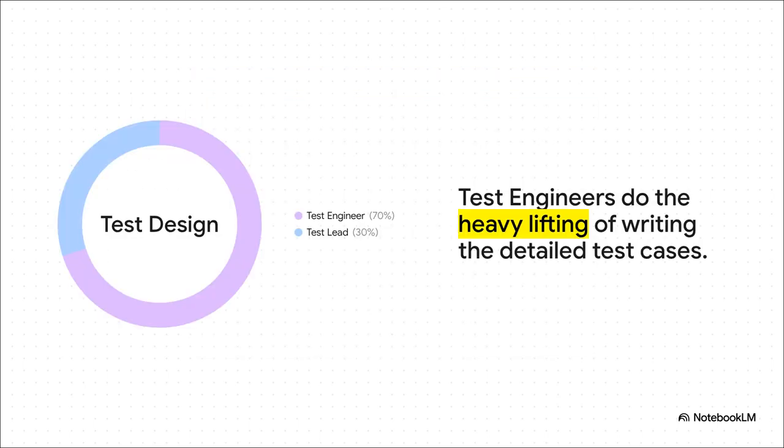Well, as you can see, it's mostly the test engineers. They're doing about 70% of the work here. They're the ones digging into the requirements and writing out all those detailed steps. The test lead is there to guide the ship, review the work, and maybe tackle the really complex stuff. But it's the engineers who are doing the heavy lifting at this stage.